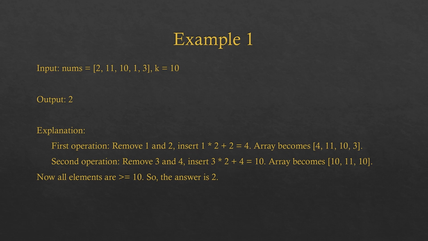In the second operation, we remove the two smallest numbers, 3 and 4. The new number we insert is 3 times 2 plus 4, which equals 10. The array now becomes 10, 11, 10. Now all elements are greater than or equal to 10. The answer is two operations.